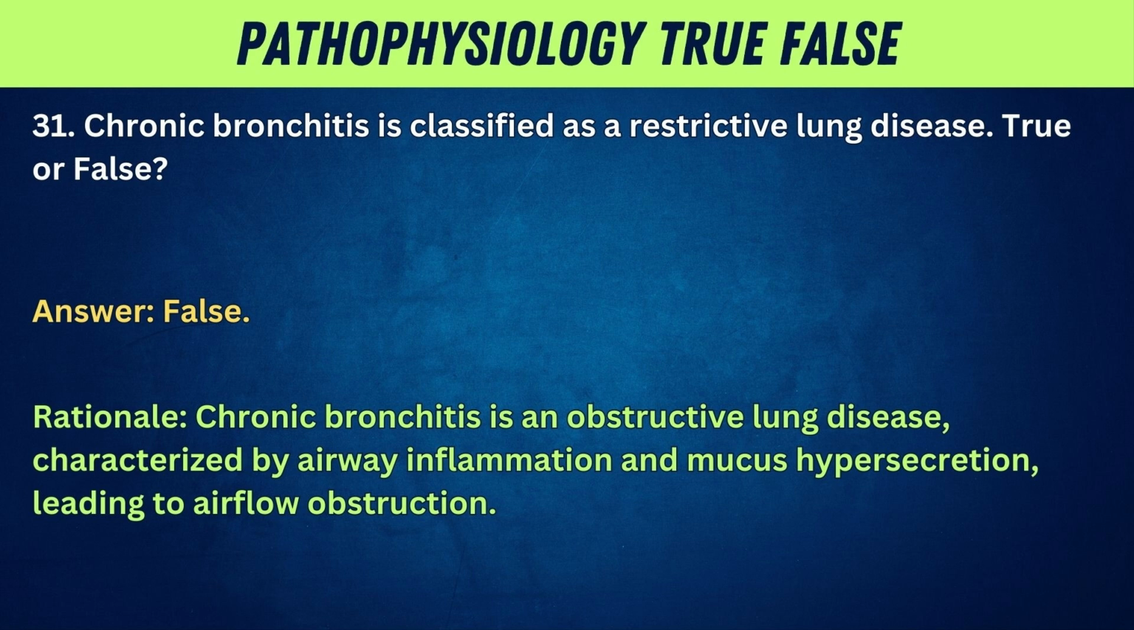31. Chronic bronchitis is classified as a restrictive lung disease. True or false? Answer: false. Rationale: chronic bronchitis is an obstructive lung disease characterized by airway inflammation and mucus hypersecretion, leading to airflow obstruction.